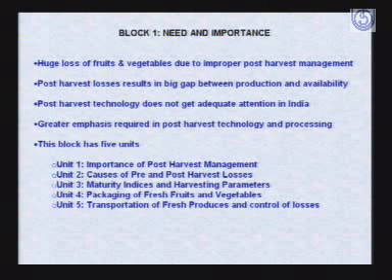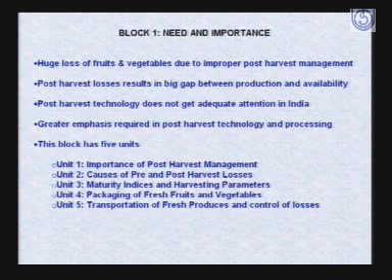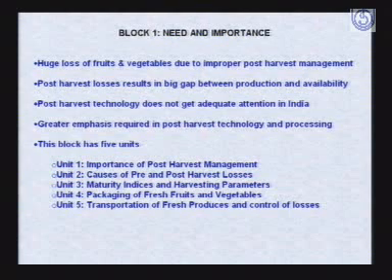Now, this block has 5 units. Number 1 is importance of post-harvest management. The second unit covers causes of pre and post-harvest losses. Unit 3 covers the maturity indices and harvesting parameters. The fourth one is packaging of fresh fruits and vegetables, and the fifth one is transportation of fruits and vegetables.